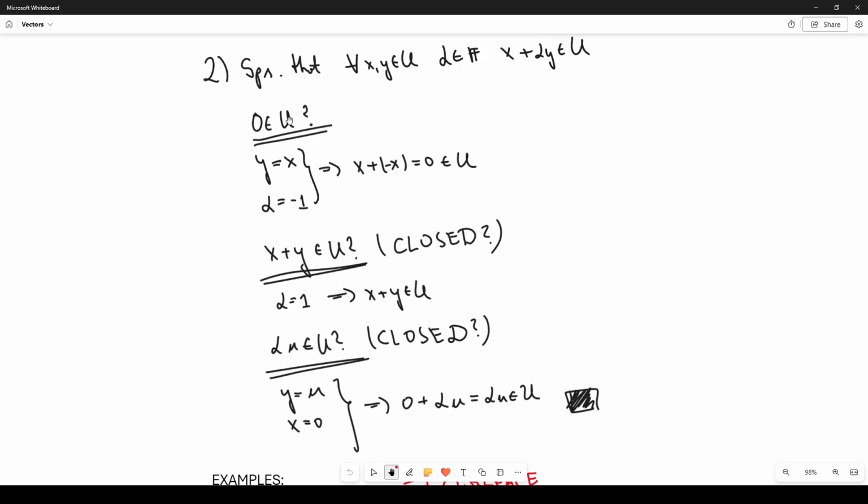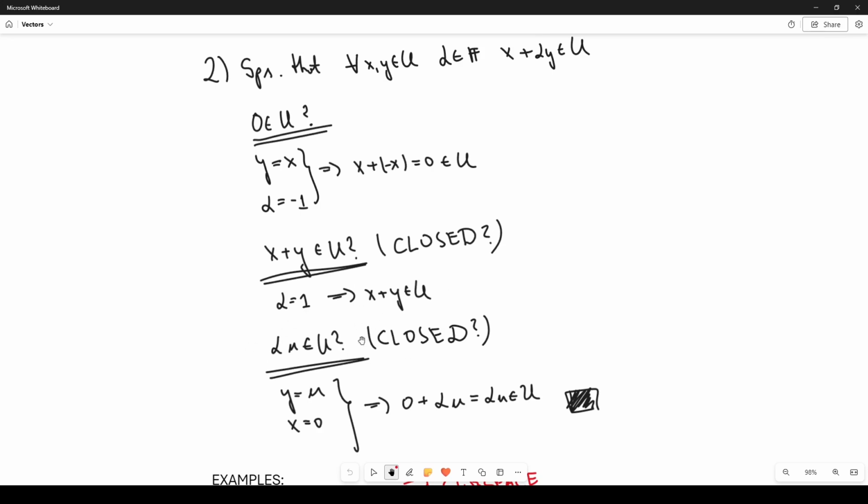So does zero belong to U? Well, let's set y equal to x and alpha equal to -1. Then we have that x plus the additive inverse of x belongs to U. So x plus this is equal to 0, so 0 does indeed belong to U. Well, now we ask, is addition closed? So just set alpha equal to 1, and then we get that x plus y belongs to U.